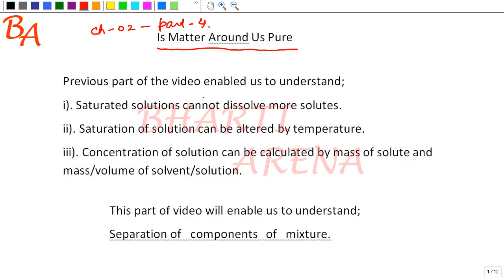In the previous part of the video, we have learned that saturated solutions cannot dissolve more solutes, and saturation of solution can be altered by temperature, and concentration of solution can be calculated by mass of solute and mass or volume of solvent or solution. This part of video will enable us to understand separation of components of mixture. So let's start.